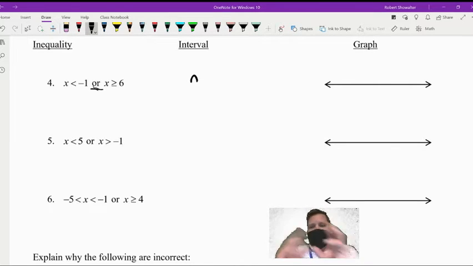And so what we do is we go ahead and graph it, and then we take a look. We can take a look at how to write the interval from there. But we know we need that symbol in there.